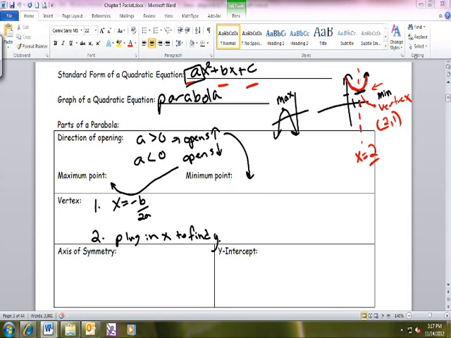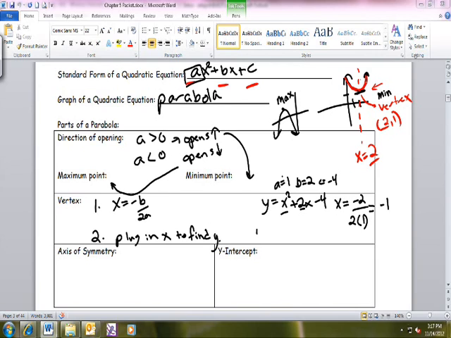So for instance, if we have y equals x squared plus 2x minus 4, your x value is going to be negative b over 2a. Again, a is the one in front of the x squared, so a equals 1. b is the number in front of x, so b equals 2. And the c in this case equals negative 4. So x equals negative b, so negative 2, over 2 times a, which is 1. So we end up with x equal to negative 1.